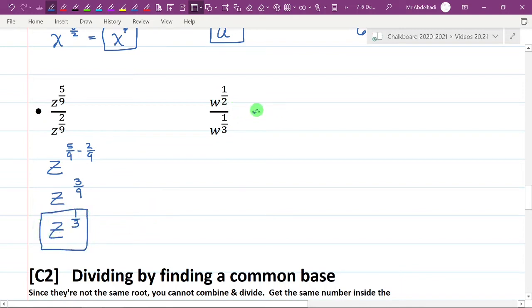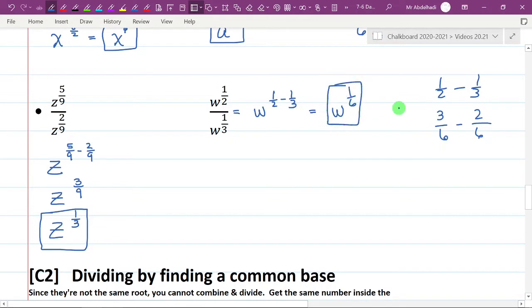Now this one, you get w to the 1/2 minus 1/3. A common denominator is needed in order to subtract 1/3 from 1/2. So we'll come over here, 1/2 minus 1/3. Common denominator would be 6 and 6, right? You triple the bottom, so you triple the top. You double the bottom, so you double the top. So 3/6 minus 2/6 is 1/6, and you get w to the 1/6 power, and you're done. So operations with rational exponents, like any other thing, you add and subtract normally.